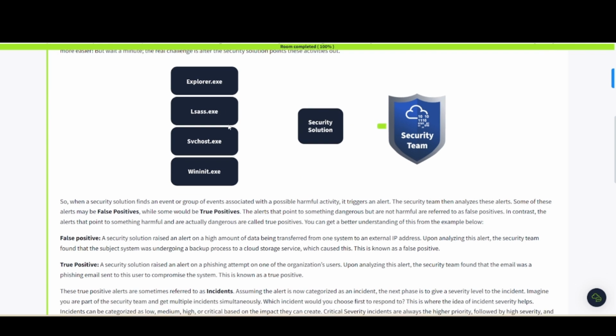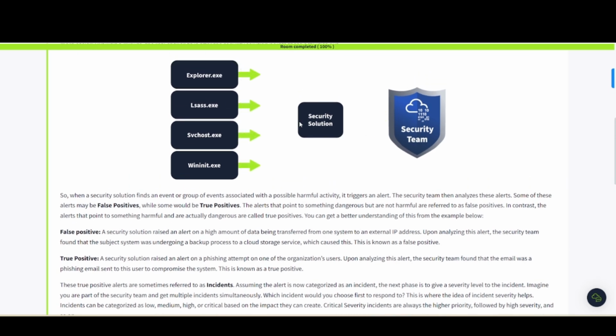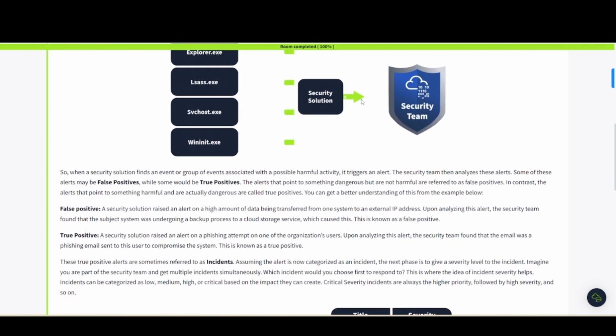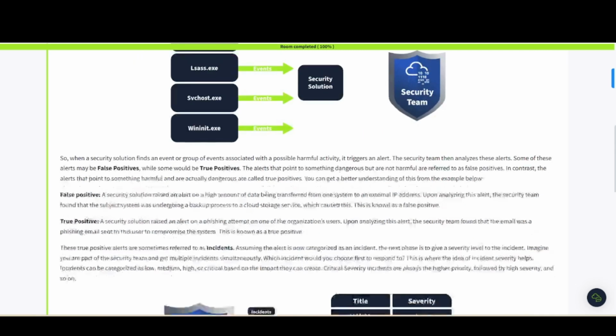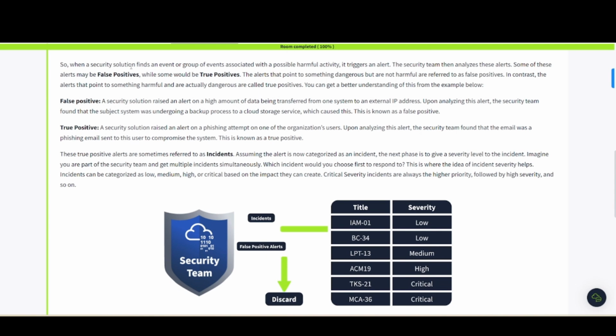There's an example of what they're talking about here. You have several processes right here, explorer.exe, lsass.exe, et cetera, generating events, which are going to your security solution, which would probably be your SIEM or what have you, and then it's generating an alert based off what you have set up inside of your SIEM, like rules, stuff like that, right? It'll trigger an alert, and then it'll go to the security team, which is you. So when a security solution finds an event or group of events associated with a possible harmful activity, it triggers an alert. The security team then analyzes these alerts.